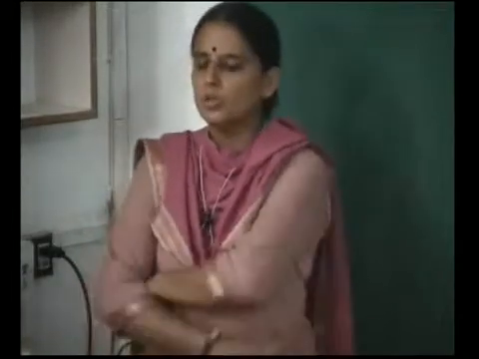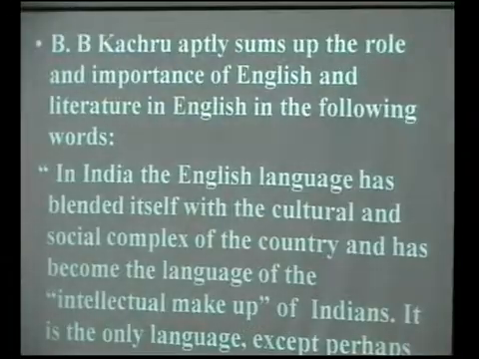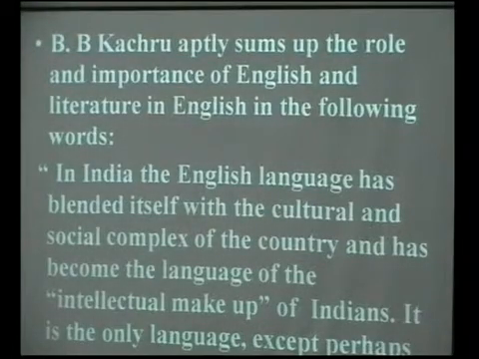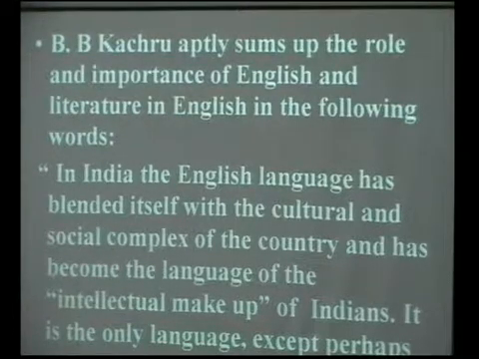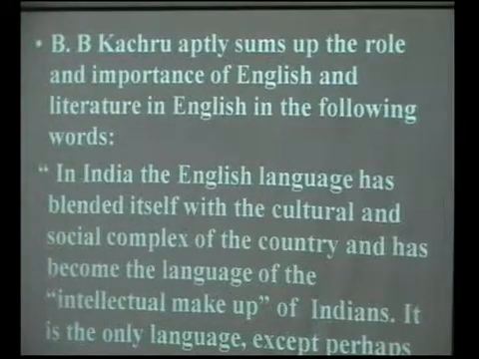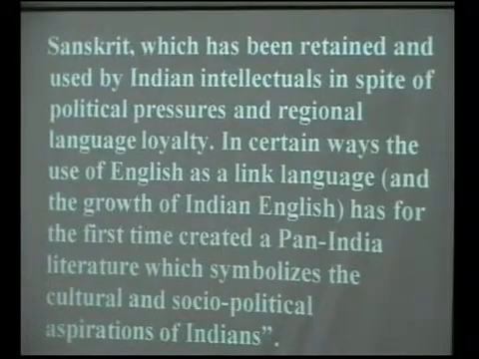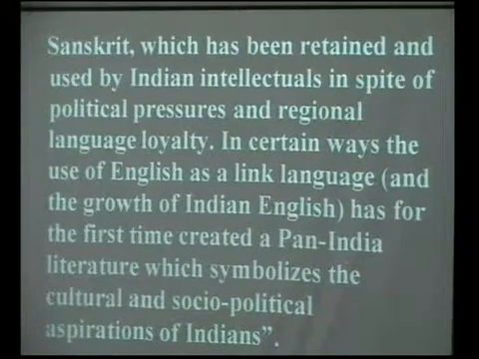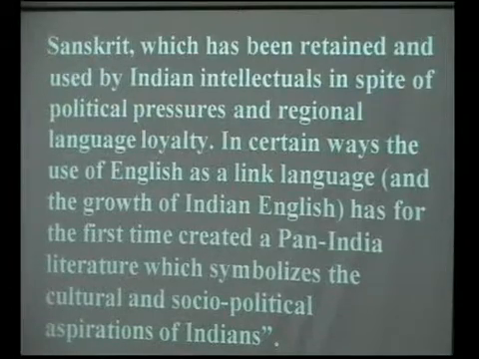We have a little quote here by B. B. Kachru that somewhat sums up what I am trying to say. In India, the English language has blended itself with the cultural and social complex of the country. It has become the language of the intellectual makeup of Indians. It is the only language, except perhaps Sanskrit, which has been retained and used by Indian intellectuals in spite of political pressures and regional language loyalty.